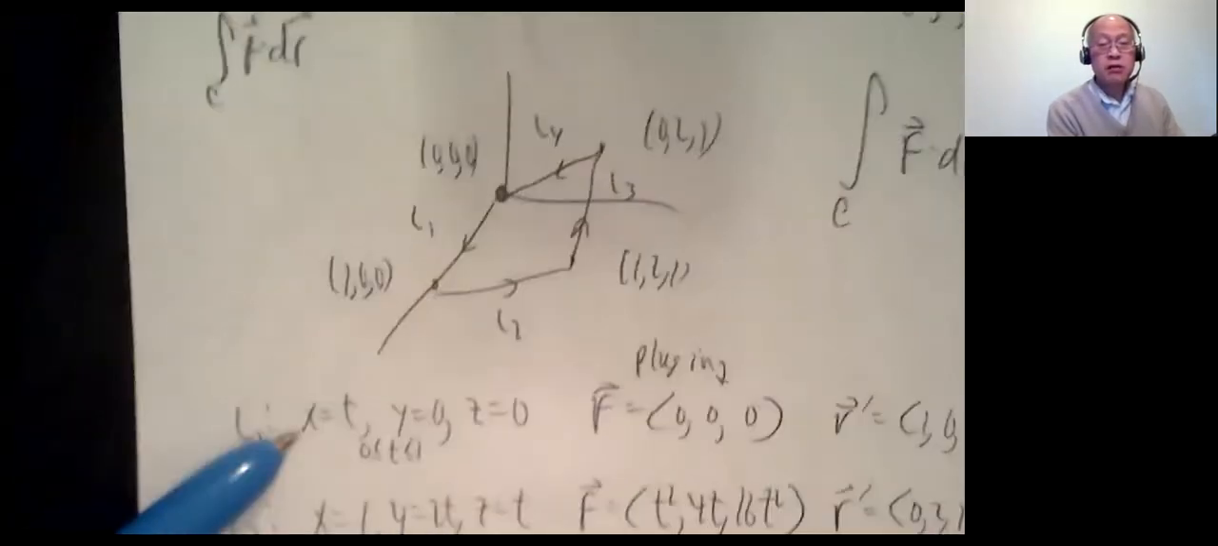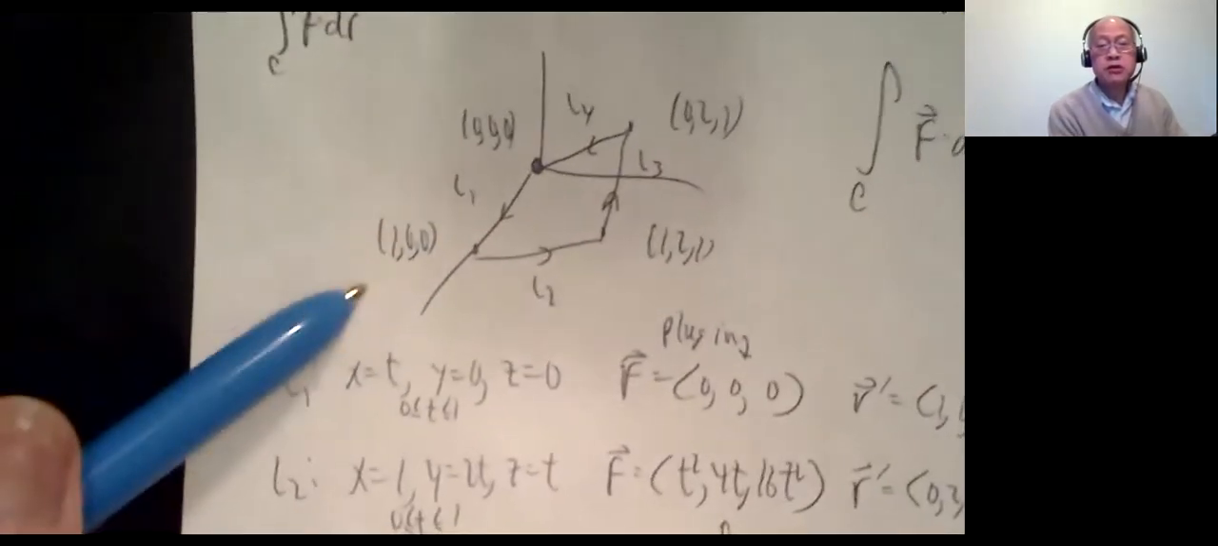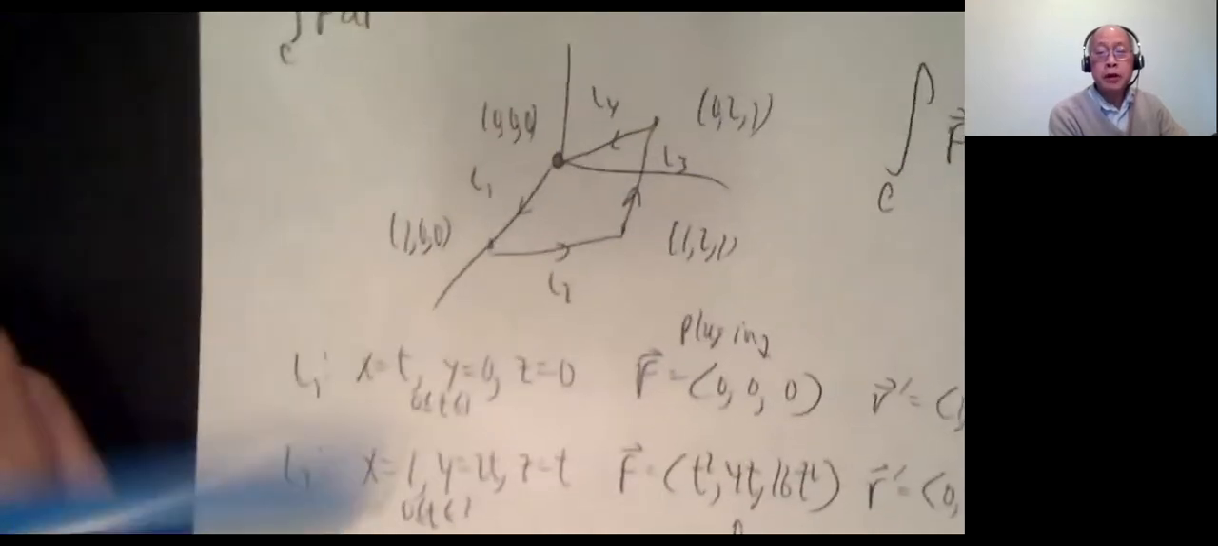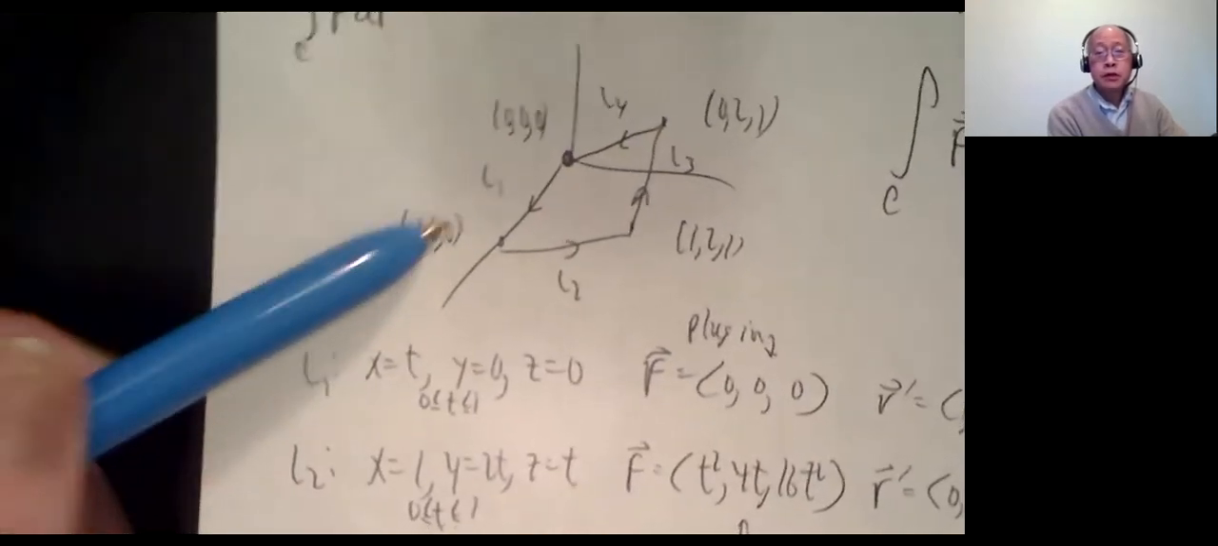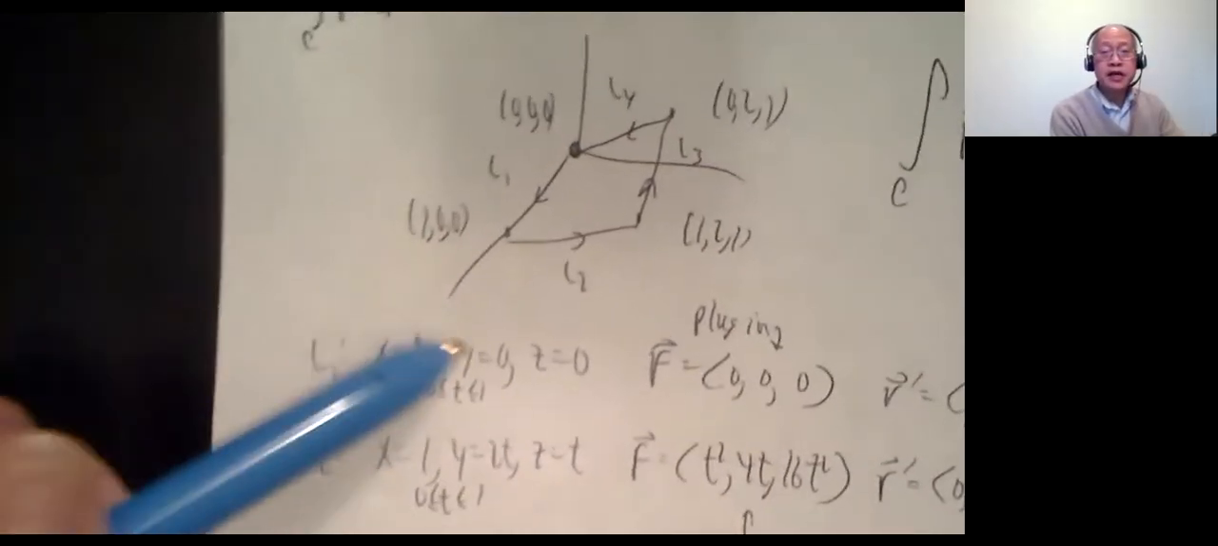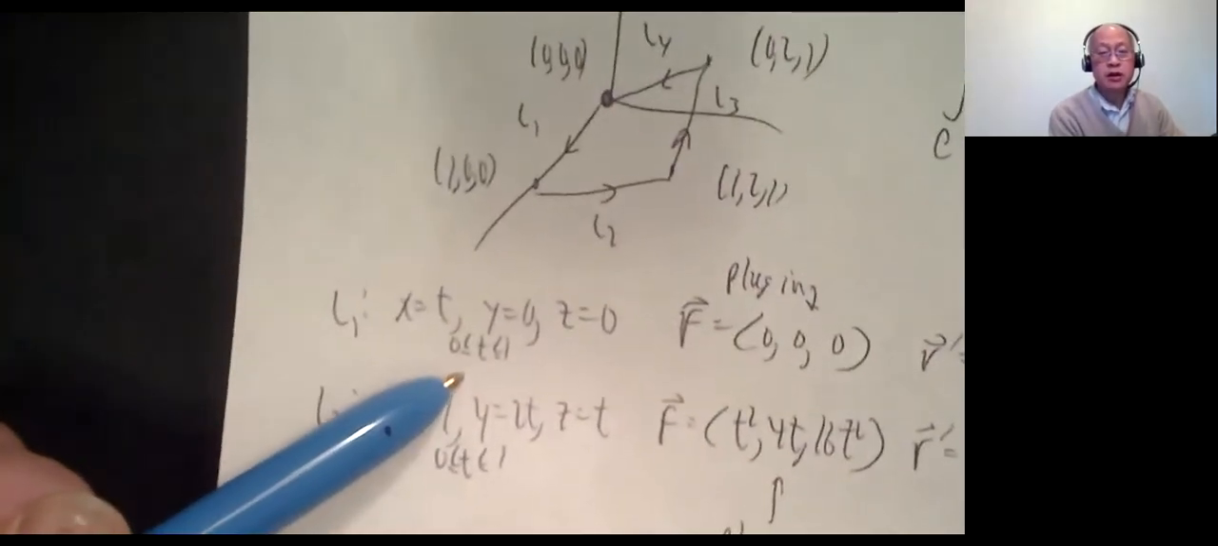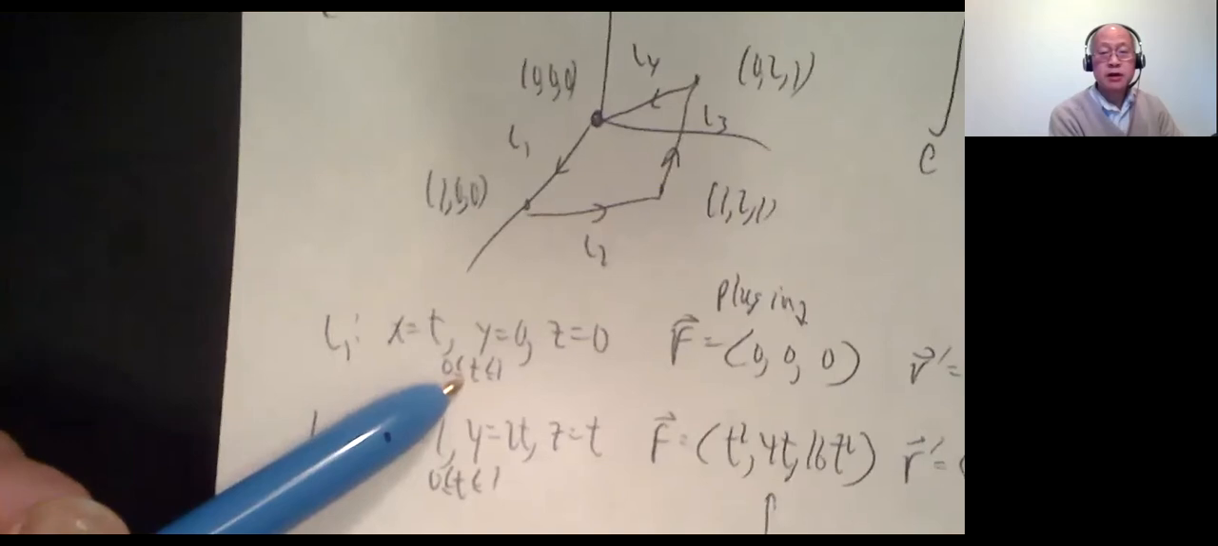All right, so here are the curves. L1 goes from (0, 0, 0) to (1, 0, 0). Well, y is stuck at 0, z is stuck at 0, x is equal to t, and t goes from 0 to 1.